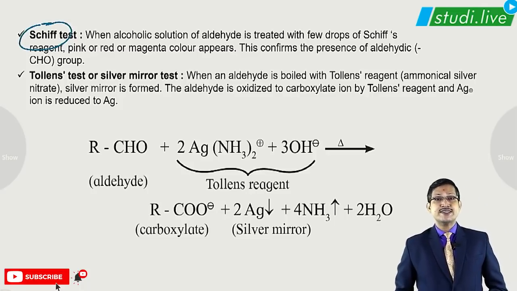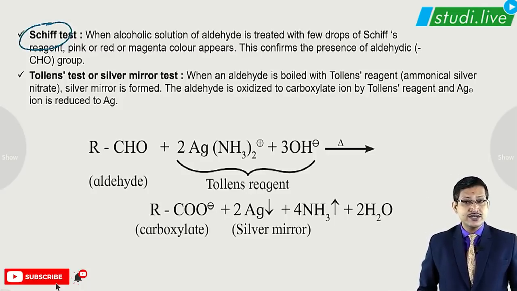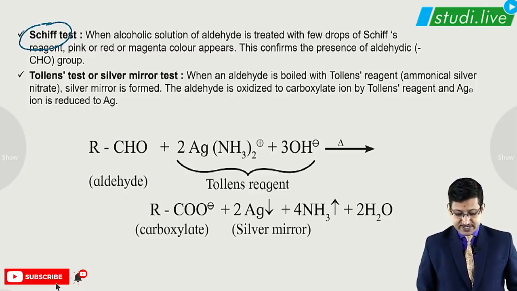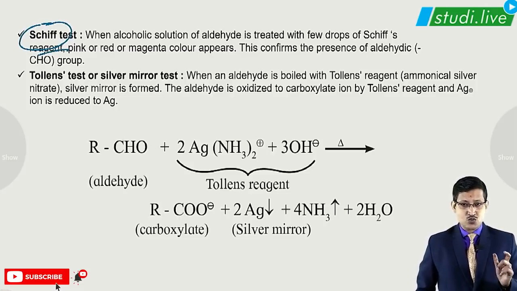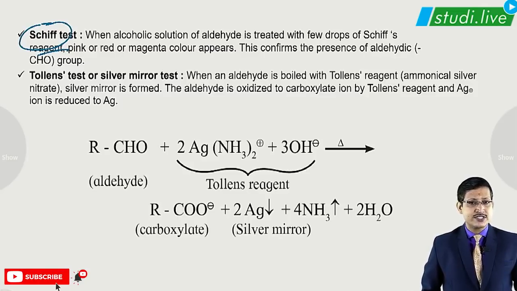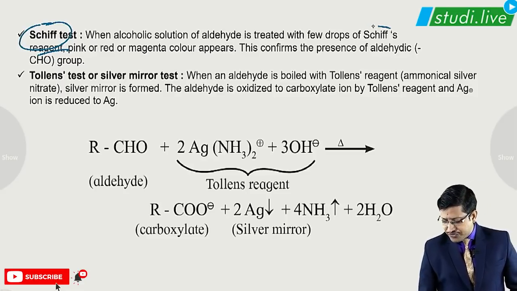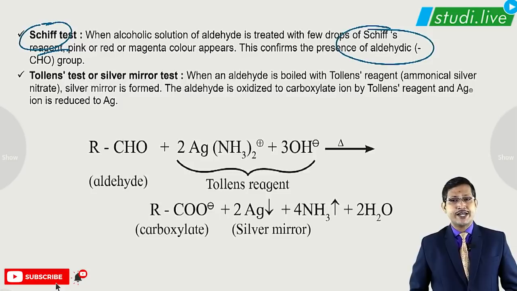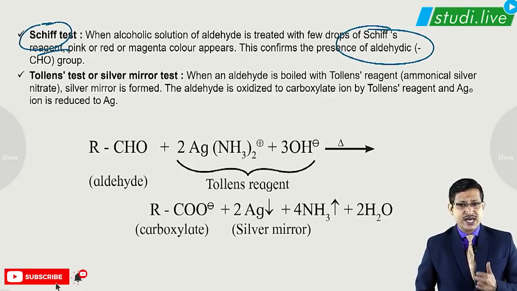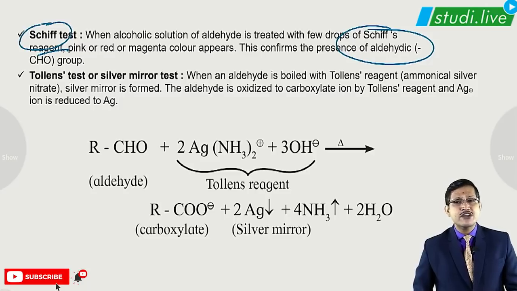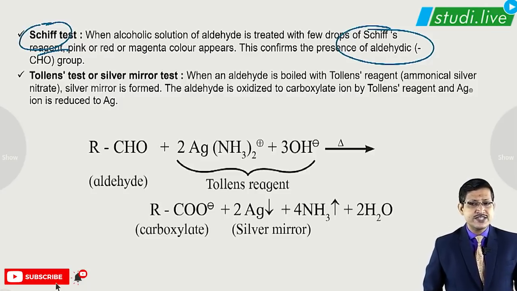Now what is Schiff's reagent test? Alcoholic solution of aldehyde is treated with few drops of Schiff's reagent. And what is the color change? This is what you should remember as far as your exams are concerned. The color change is pink, red, magenta color appearing, and that confirms the presence of aldehydic group. So if that pink color, red color or magenta color appears when the Schiff's reagent, that is para-rosa aniline, will combine with the particular test of aldehyde or the substance, if it gives you the color, then it confirms that aldehyde is present in the given sample.